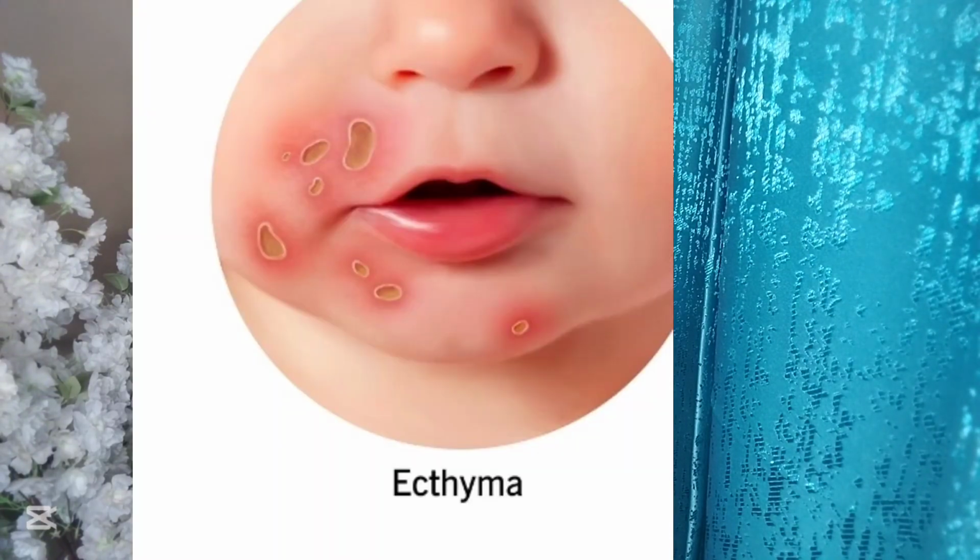The third type of impetigo is what we call the ecthymatous impetigo.